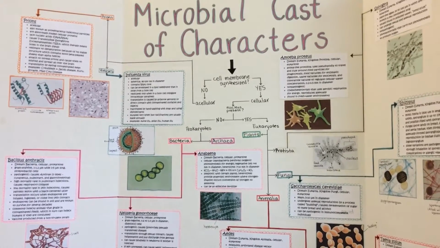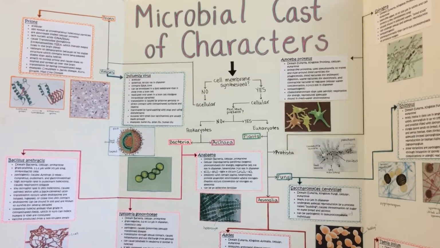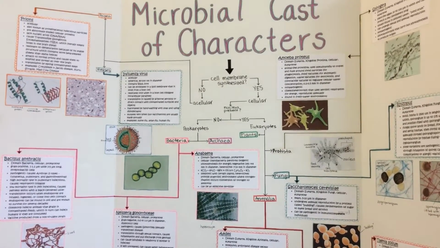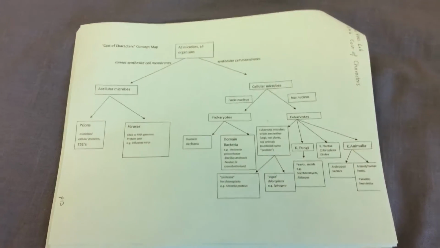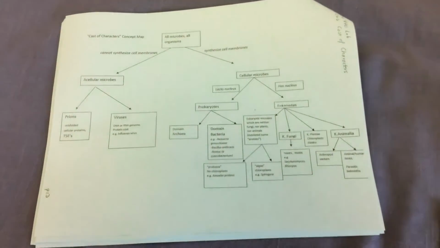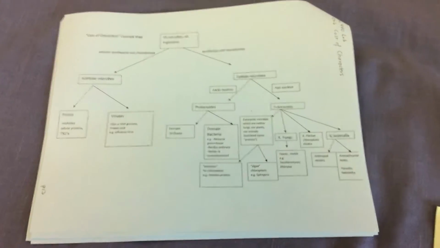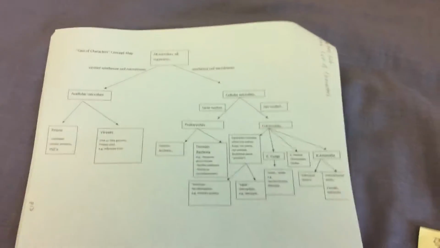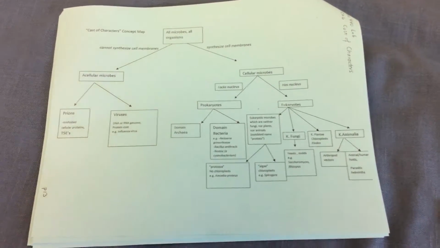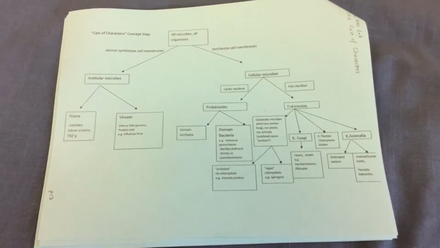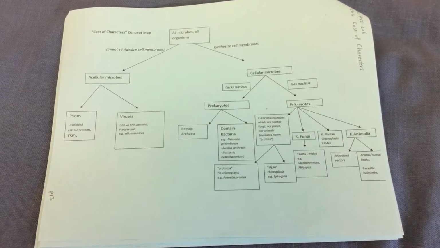So first we'll just go over an overview using your cast of characters handout from your lab packet, which I have right here. And we can see that there's a number of different groups of microbes and organisms we're going to be discussing. The first thing we want to do is distinguish between acellular microbes, acellular meaning without cells, and our cellular microbes.